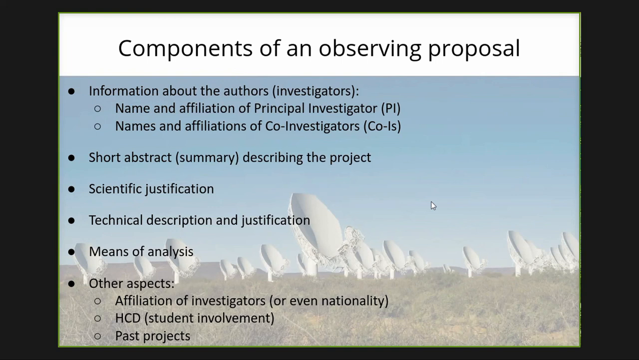Then there is a technical description and justification. This is where you're able to show that the telescope is actually able to do your science. So for example, if I'm observing something that's very, very dim, and I need to use a lot of observing time, sometimes it doesn't make sense to do the observations, but proving that this is possible is done in this technical description and justification. You have the means of analysis, which nowadays are more and more important. You have to prove that you are actually able to conduct the analysis once the data are taken.